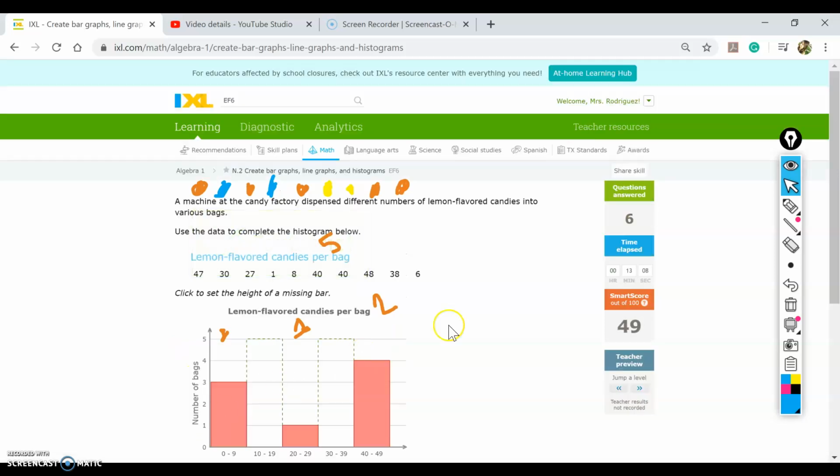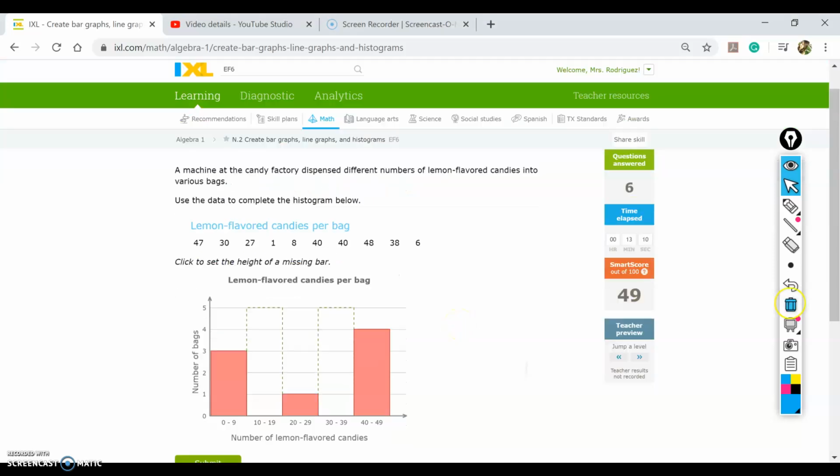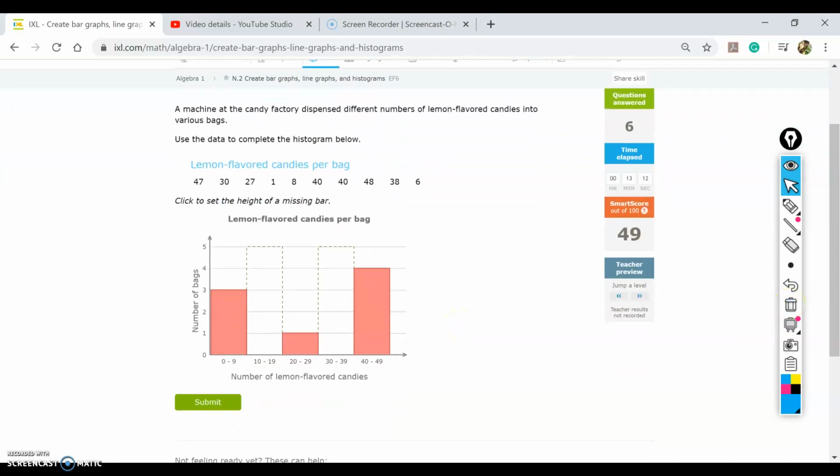And we did. Okay, so I'm going to do one more question. I'm going to do this one here. A machine at the candy factory dispensed different numbers of lemon flavored candies into various bags. Use the data to complete the histogram below. Then on the x-axis, we have the number of lemon flavored candies, and on the y-axis, we have the number of bags. And this is the data I have to graph.